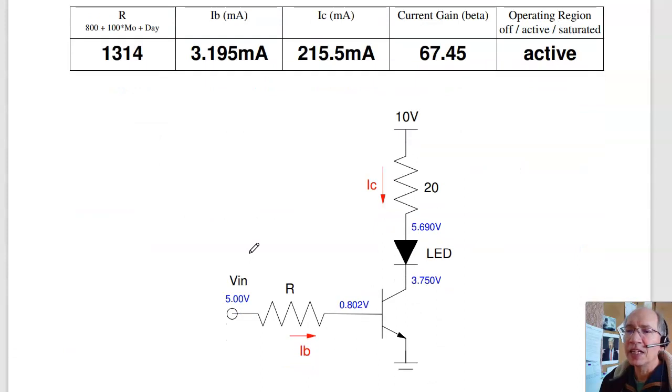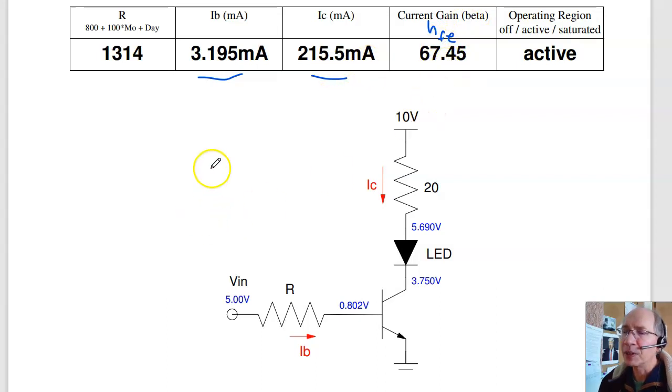And the last one. If I know these voltages, find the currents, find beta. So the current through R is the voltage across it, 5 minus 0.82 over R, 3.19 milliamps. 10 minus 5.69 over 20, 215 milliamps. And the ratio is your current gain. That's HFE. If you use DigiKey, beta for some other textbooks, it's the gain. For me, the gain is 67.